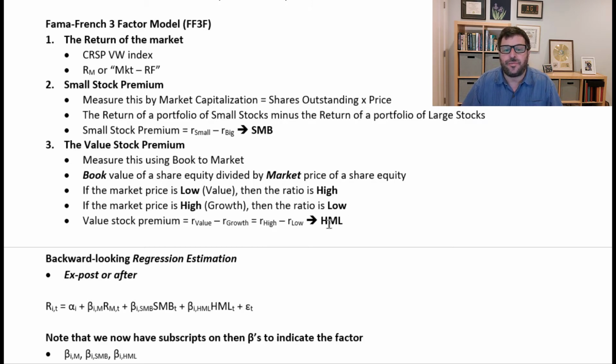And so in every month, we're going to have 3 data points that we can use to regress the return of a portfolio. The first is going to be the return of the market minus the risk-free, or the market premium. The second is going to be the return of a portfolio of small stocks relative to a portfolio of large stocks. And the third is going to be the return of a portfolio of value stocks relative to the return of a portfolio of growth stocks. And so what we're going to do is a backward-looking regression estimate, ex post or after.